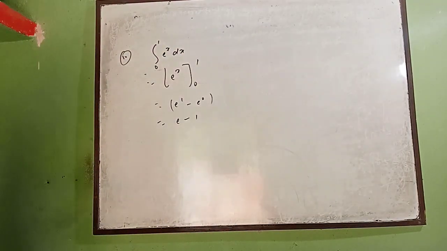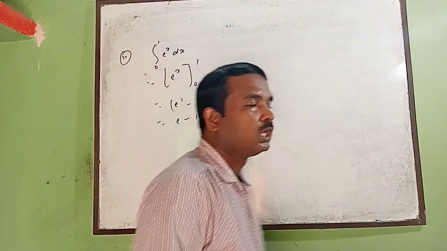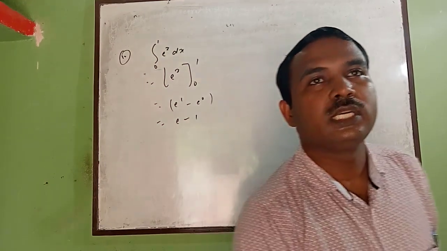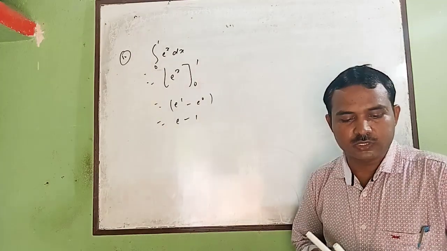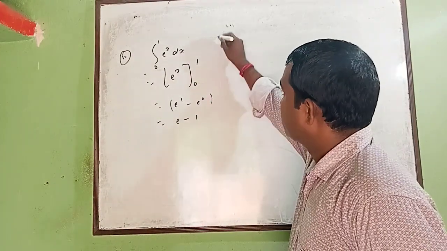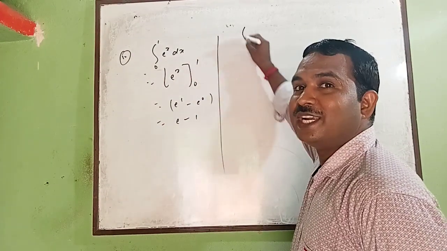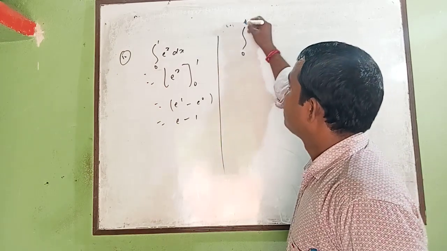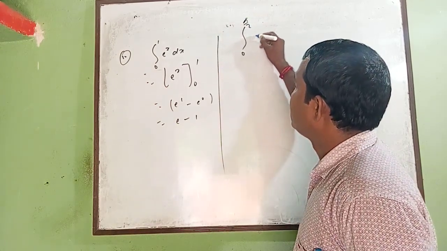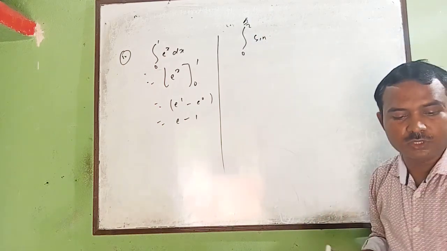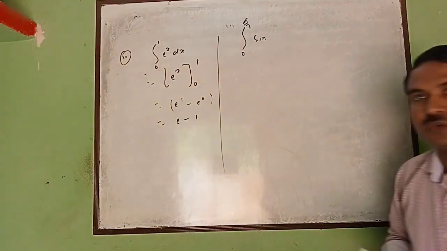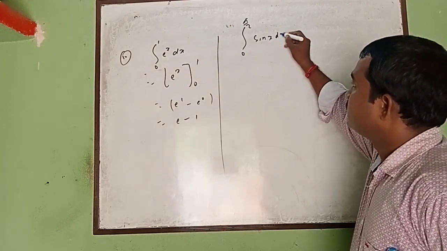Similar process. You can take another question. If you have questions related to sine theta and cos theta, you can take those also. Suppose that we have integration from 0 to pi by 2, and you will take sine theta. At the place of theta you can take x, so x, sine x dx.